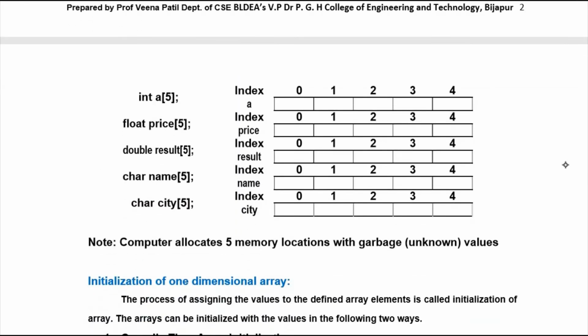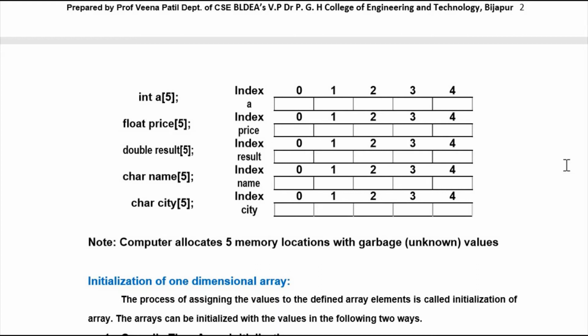Let's see one example. If I declare int a of 5, it means the name of the array is a. It is going to store integer type of data. How many data values can it store? It can store 5 different values. You can see here the index always starts with 0 to size minus 1. So how many spaces are created in the array? 1, 2, 3, 4 and 5. That is the size of the array.